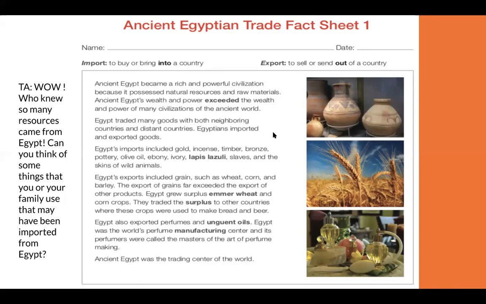As I read this, I'm thinking, wow, olive oil. I use that all the time. I never knew that it was imported from Egypt. And also perfume, I use that all the time.